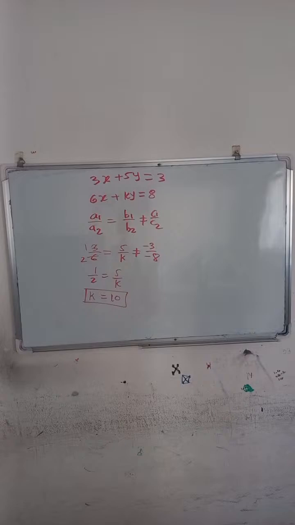The lines which are first, A, parallel lines; second, B, intersecting at a comma b; C, coincident lines; D, intersecting at b comma a.